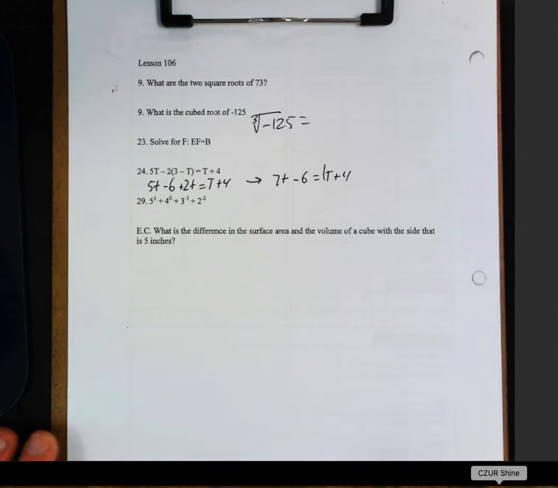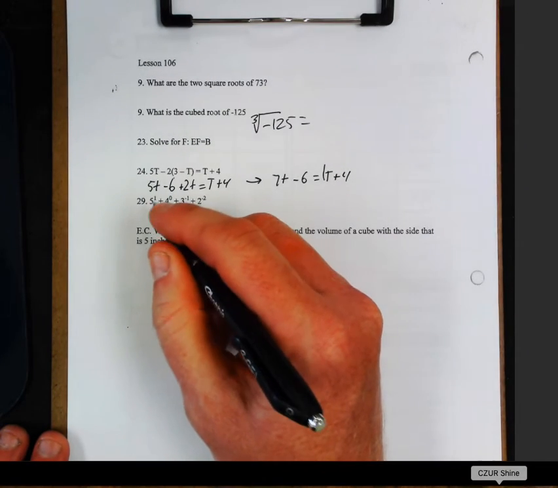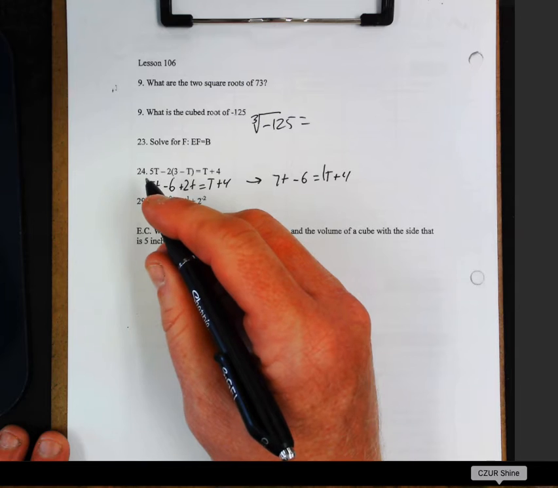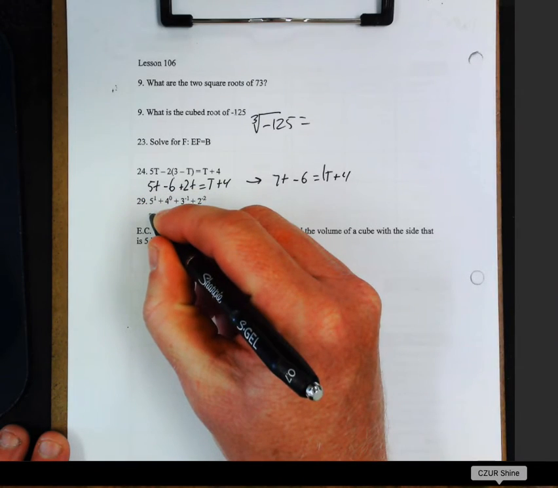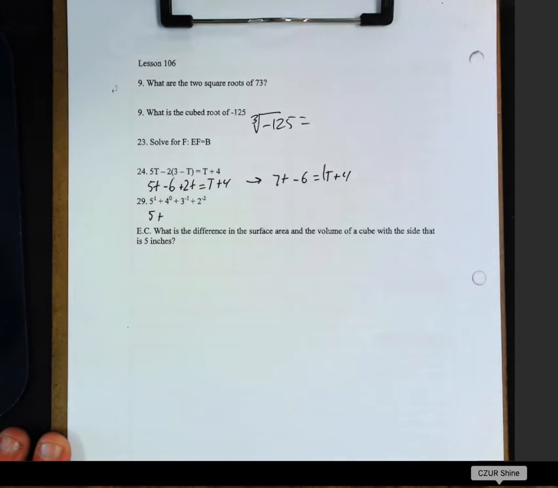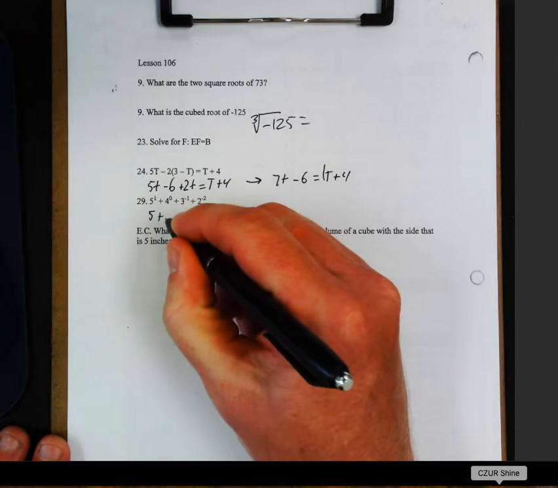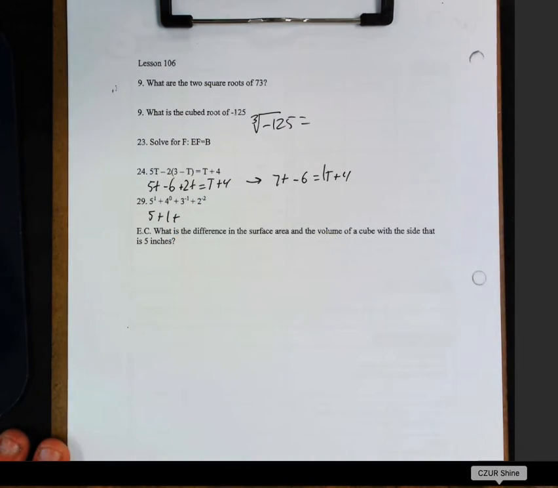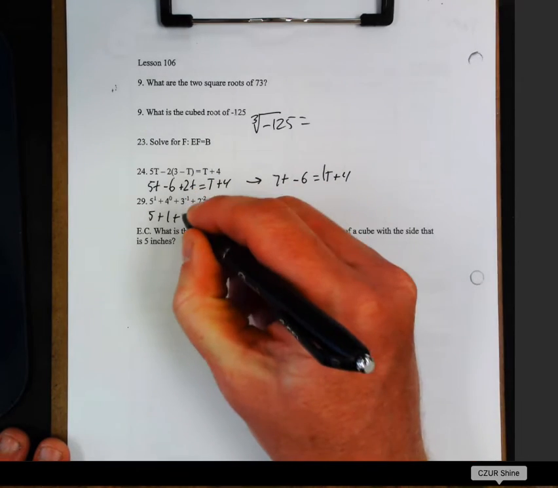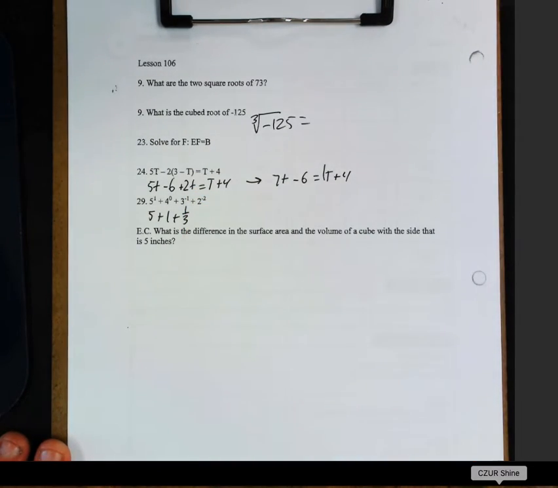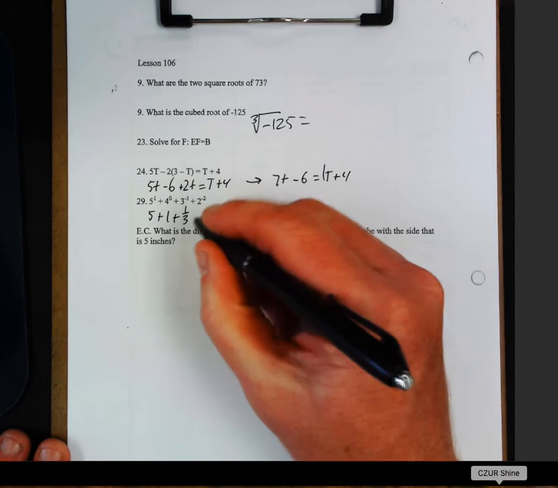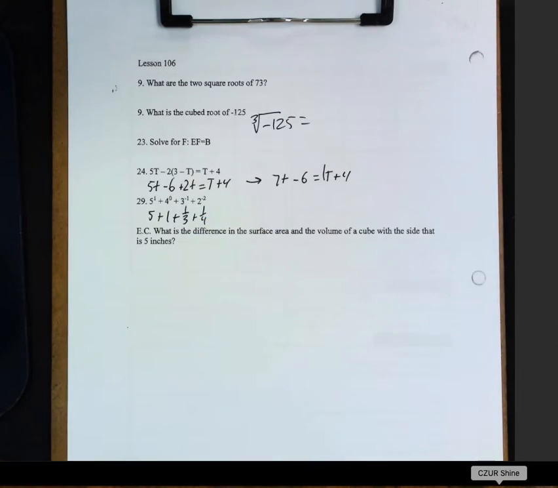All right, 29. 5 to the first power. I'll take a hand. What's 5 to the first power? Kendall. 5. What's 4 to the 0 power? Alex. 1. What's 3 to the negative first? 1/3. What's 2 to the negative second? 1/4. Wow, that looks really similar to a problem we did yesterday. Common denominators, add them all up.